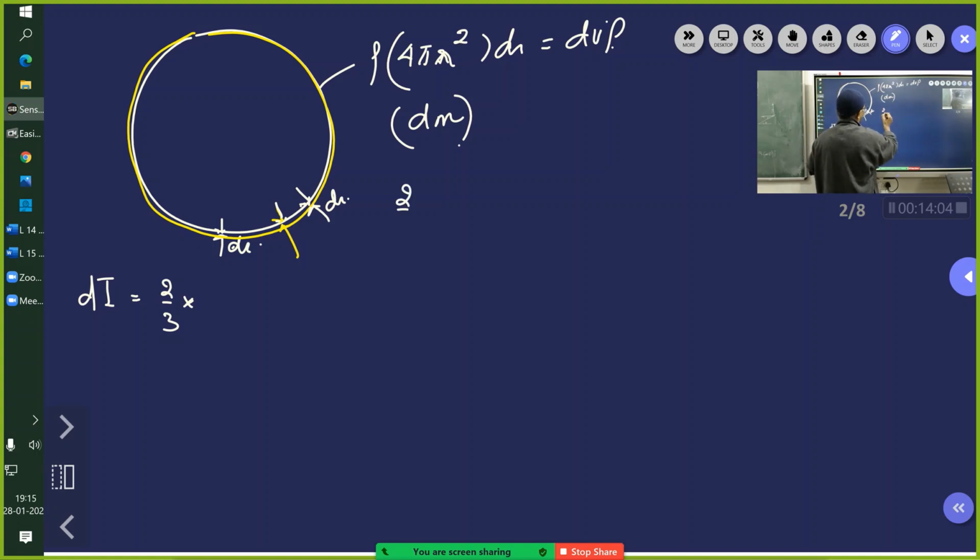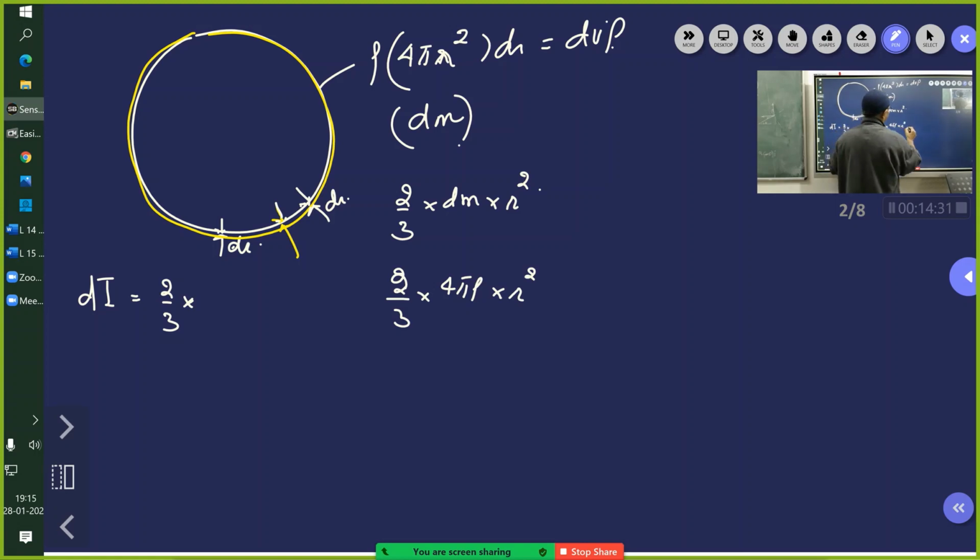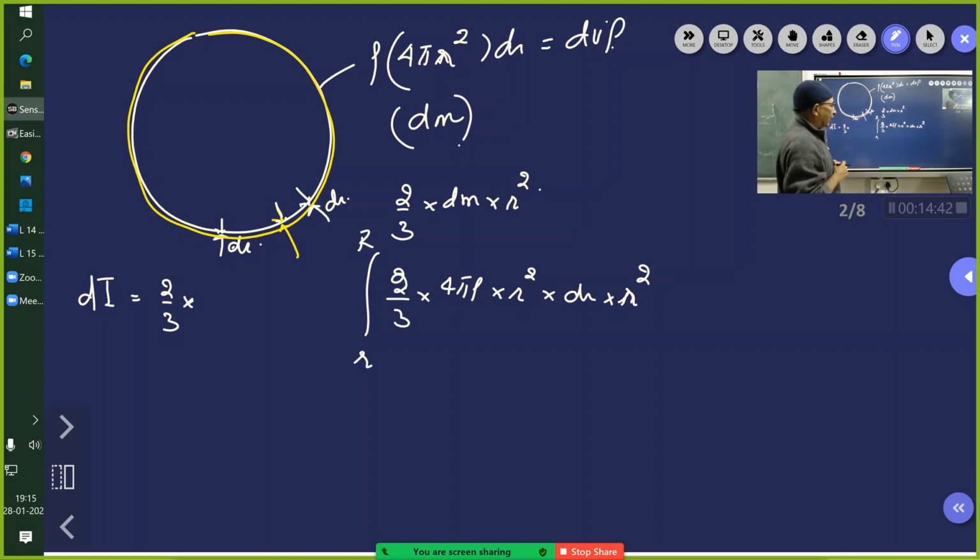So what is the moment of inertia for this dm? It will be 2 by 3 dm into r square. Now, if you want the total, you integrate. Write 2 by 3 into dm, which is 4 pi rho r square dr, into this r square. And you integrate it from small r to capital R. We'll get the same thing.